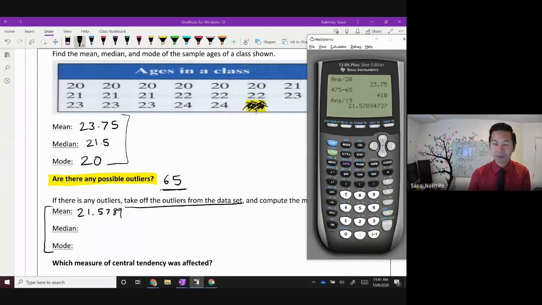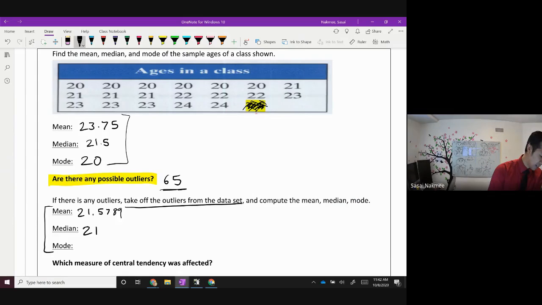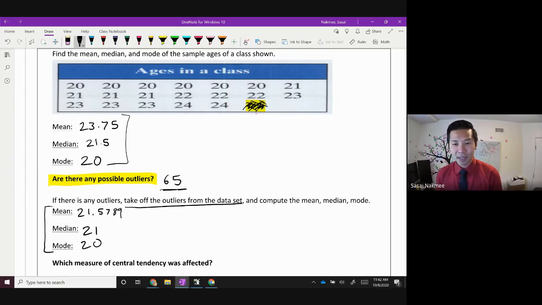Okay? All right. The median, I'm going to cheat and look at the answers that most of you guys got. It looks like the median is 21. And then the mode is still 20. So those are the answers you should have gotten when you recalculated the mean, the median, the mode, and took out that outlier of 65, right? We took out that 65 and we recalculated it.